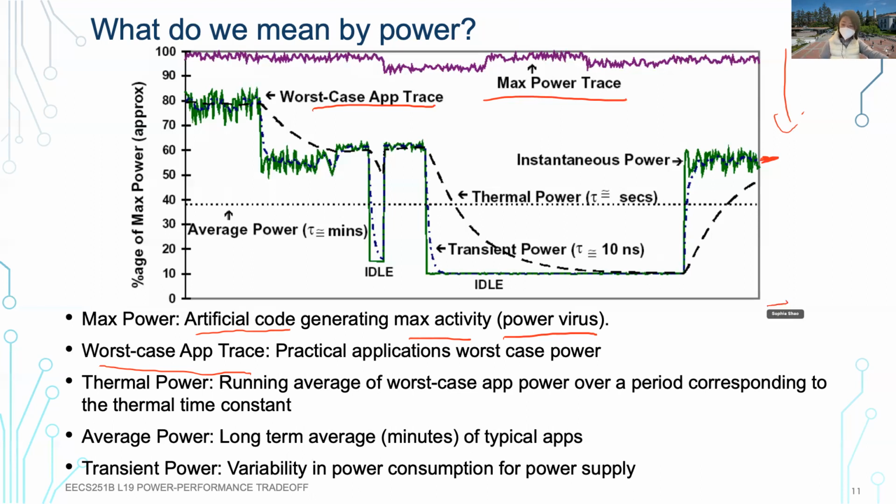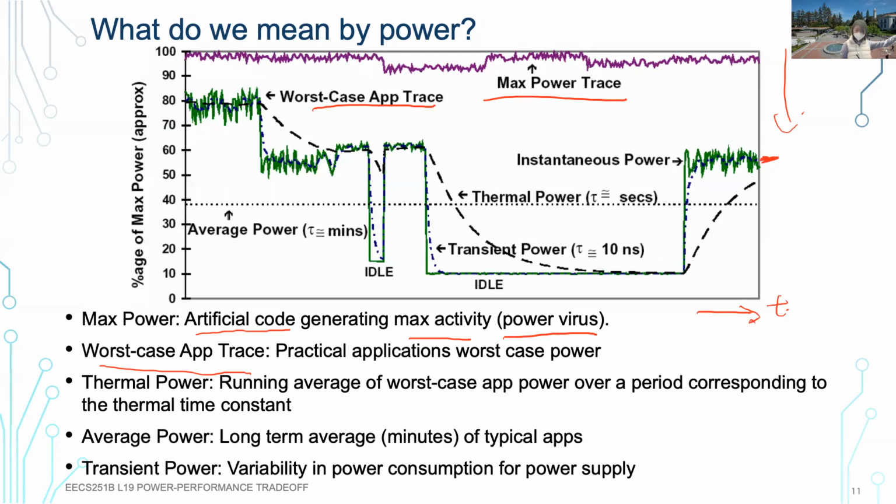Oh, horizontal is time. This is power consumption over time, right? That's a good question. Yes, this is power consumption over time. So that's why there is the phased behavior, right? At different times, you may have different behaviors. So when it comes to time, there are also different granularities of time, right? That also can affect when we talk about different power here.